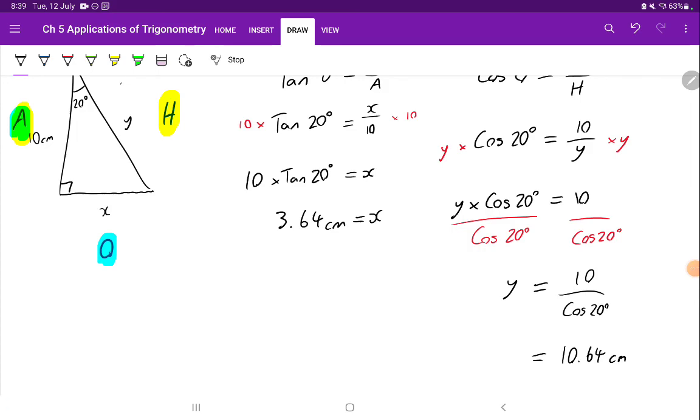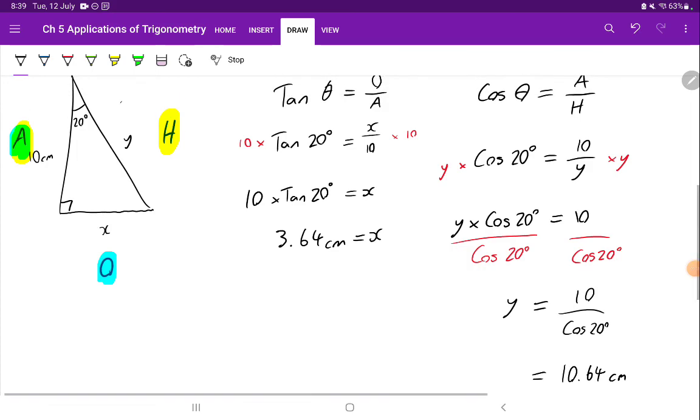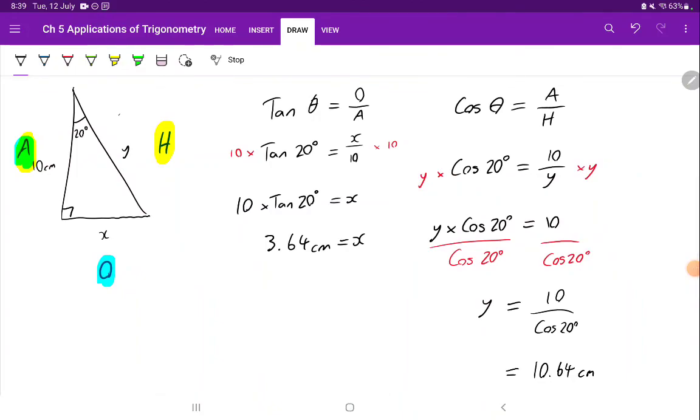Alrighty, so that is how you can use SOHCAHTOA to actually solve for the sides in a triangle. Just be careful that you recognize when the variable's on the top or when the variable's on the bottom.